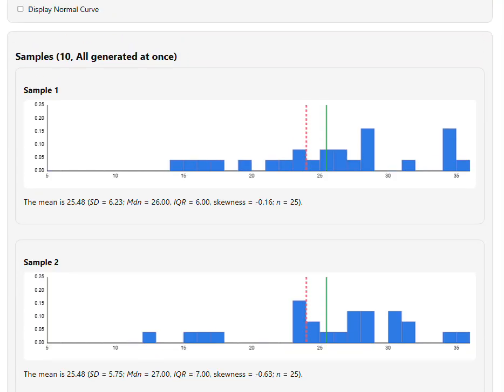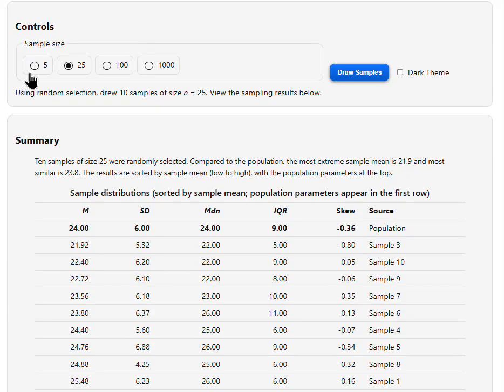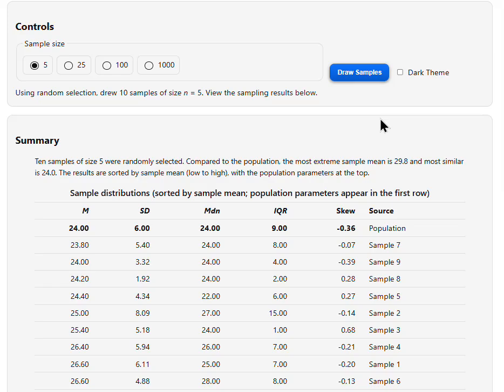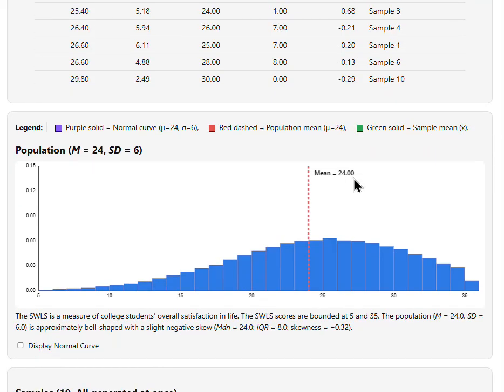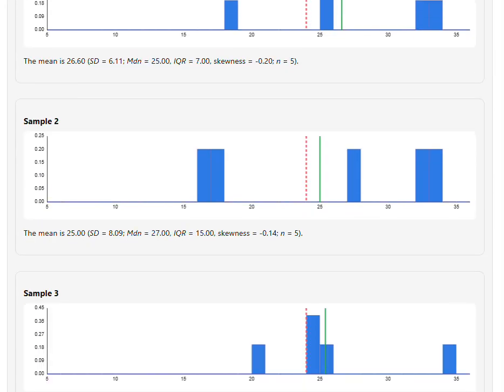Finally, let's take a look at a sample size of 5. So here we go. Sample size of 5. Now these sample means are ranging much larger, from 23.8 to 29.8. Standard deviation is anywhere from a 1.92 up to an 8.09, and skewness likewise pretty much all over the place. So a sample size of 5.